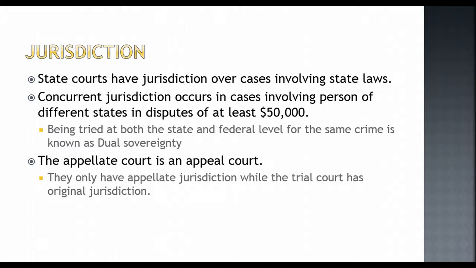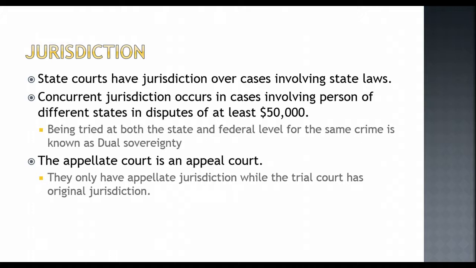All right, concurrent jurisdiction occurs in cases involving a person of different states in disputes of at least $50,000. So if you've got concurrent jurisdiction, it means that it can be heard both at the state level and at the federal level. All right, if you are tried for the same crime at both the state and federal level, it's not considered to be a violation of the double jeopardy clause of the Fifth Amendment, but it is considered to be dual sovereignty, that because each of those courts are independent, they have the right to be able to do that.